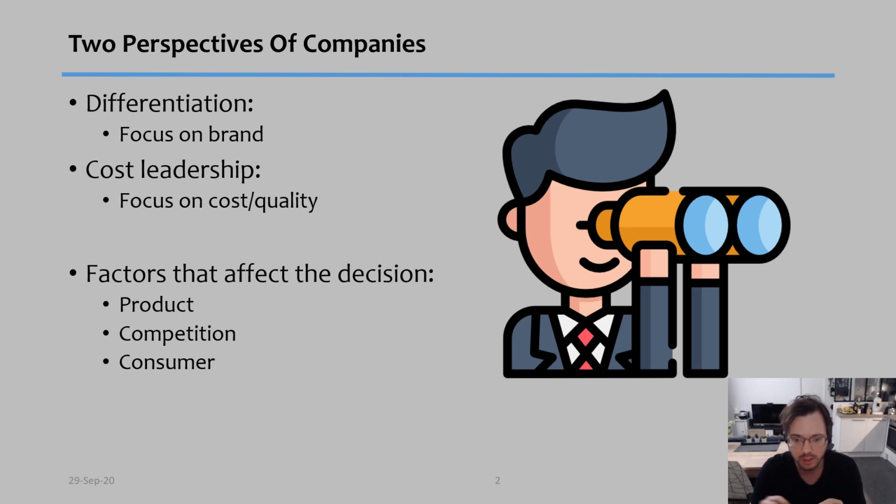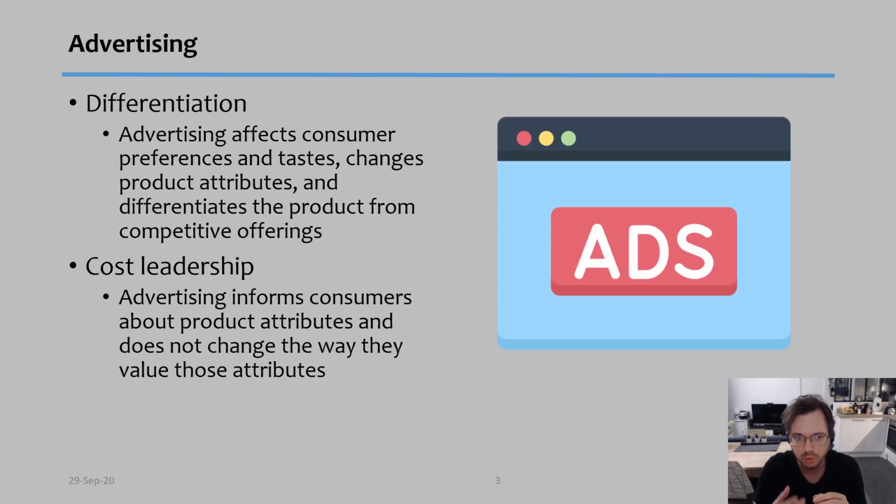What we're going to do now is analyze the 6 different components of advertisement and advertisement strategy when it comes to one strategy and the other. So the first category is advertisement. What is the difference in advertisement for differentiation and cost leadership?